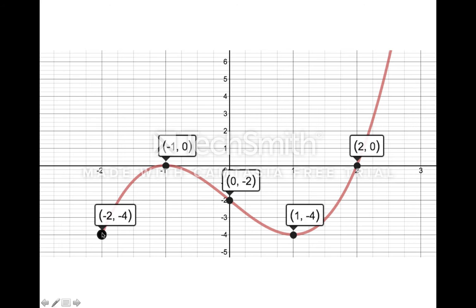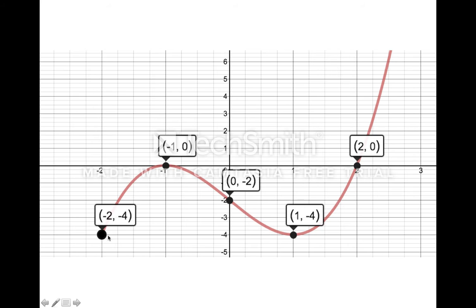This function is increasing from negative 2 to negative 1. Then it decreases from negative 1 to positive 1. And then it increases from positive 1 to infinity. Negative 1, 0 is a local max. 1, negative 4 is a local min.